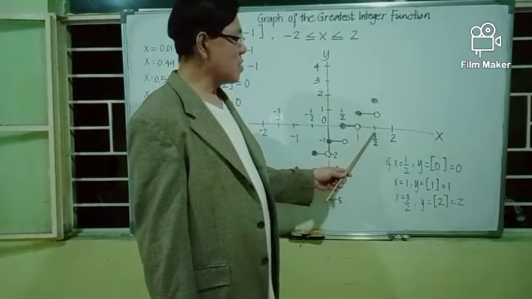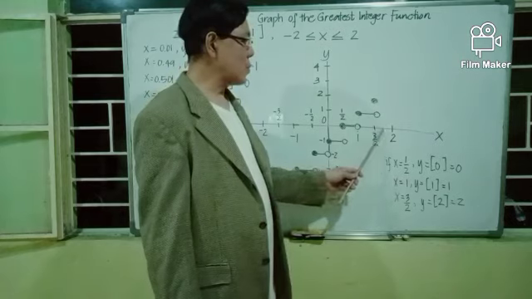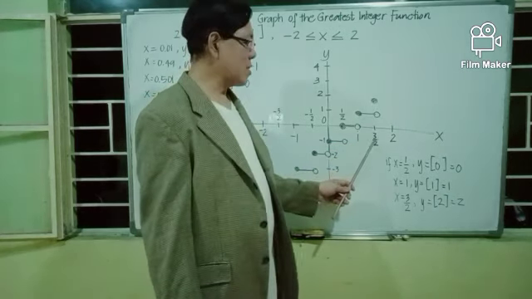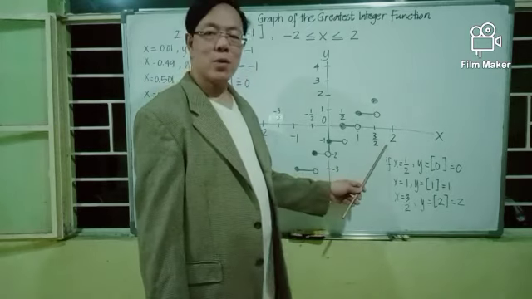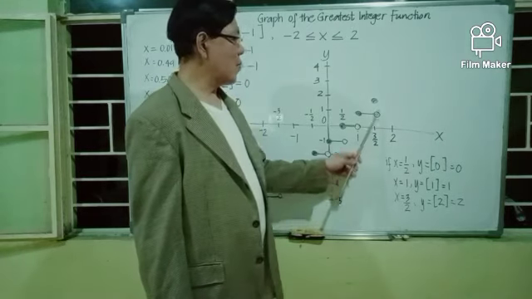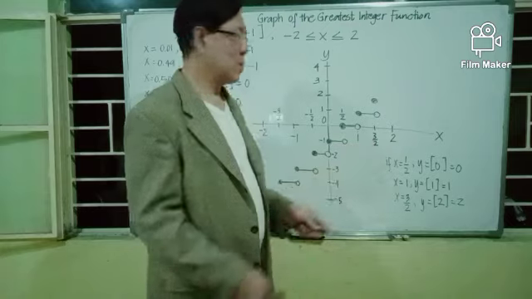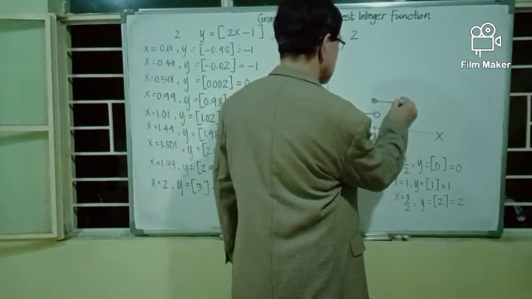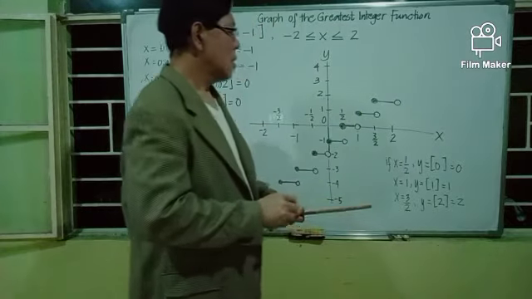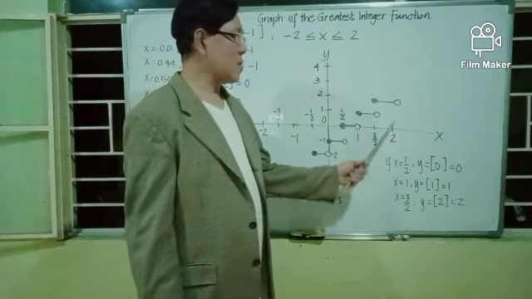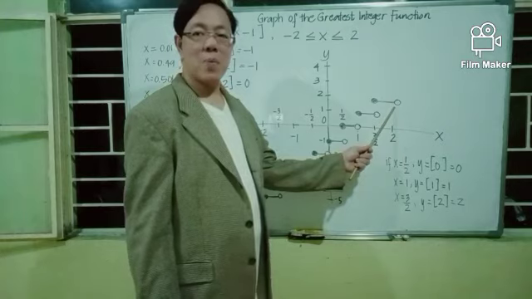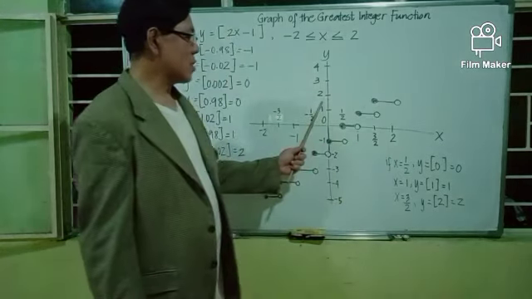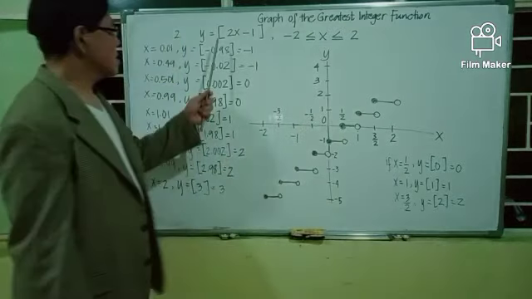Thus, for real numbers from 3 over 2 to 2, we draw a horizontal line. Because for these real numbers, between 3 over 2 and 2, excluding 2, the value of y is always 2. But at x equals 2, we draw an open circle. Because when x equals 2, the value of y is not 2.